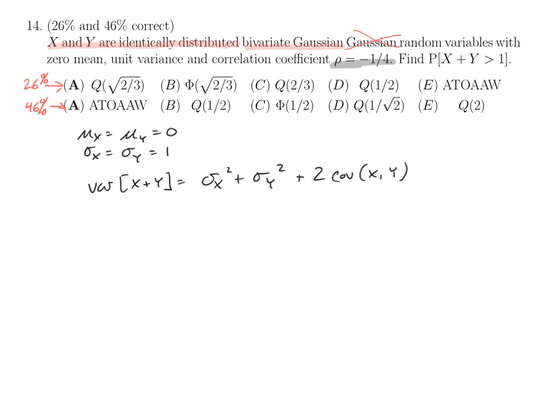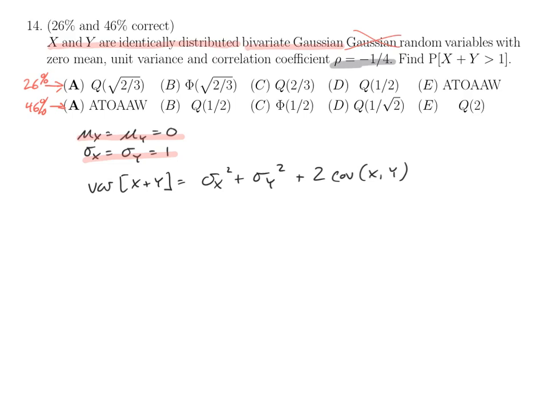Okay, so these two versions had two different success rates, but it's the same problem, just a different answer key. In any case, going to the problem, x and y are identical and they're bivariate Gaussian with zero mean and unit variance. So we have the first fact that mu x and mu y are equal to 0. We have the second fact that sigma x and sigma y are both 1. And then we have this correlation coefficient.